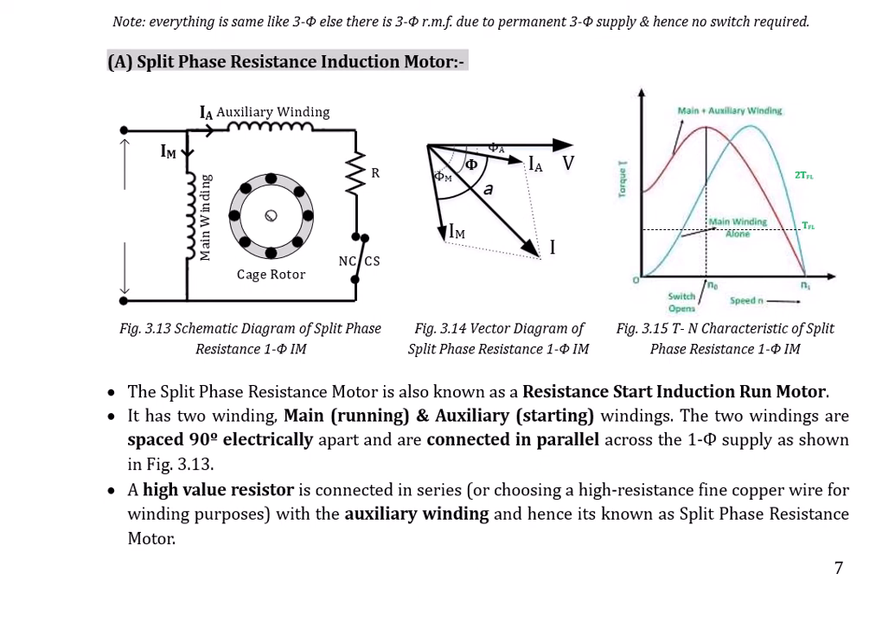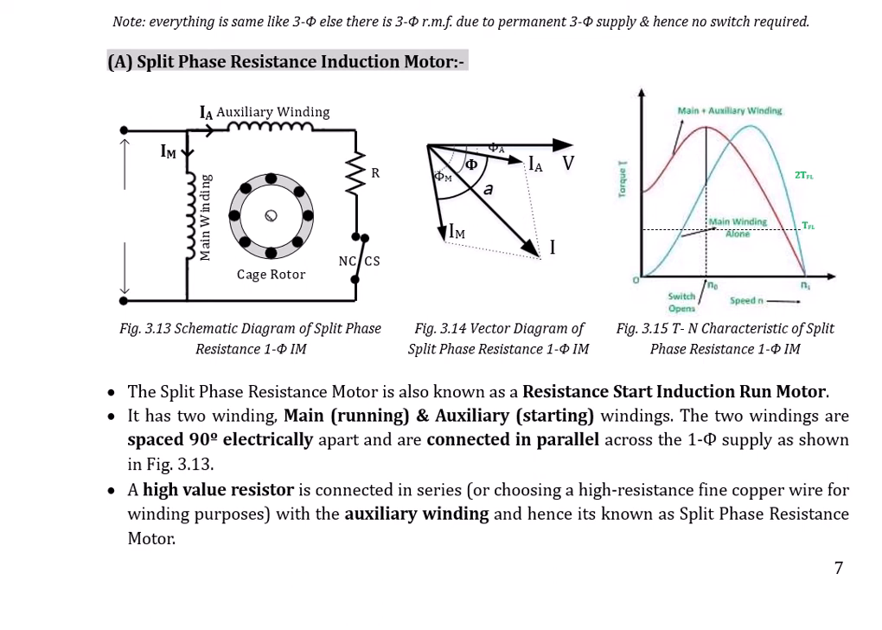So now, what is the difference, why is this resistance connected? If we connect the resistance, then you can see that the currents are not exactly spaced 90 degrees. You can clearly see here IA and IM are not exactly spaced 90 degrees, but have some lower angle. So if we want to control this angle, we can control it by the resistance R. This is why this resistance is inserted into the auxiliary winding.